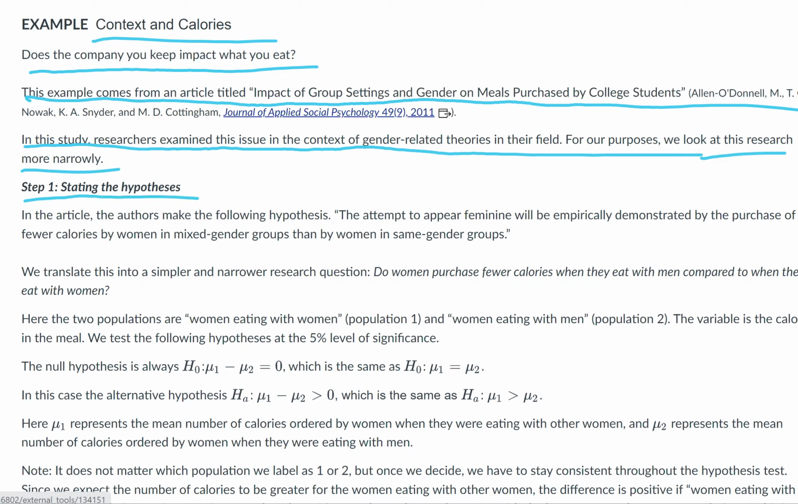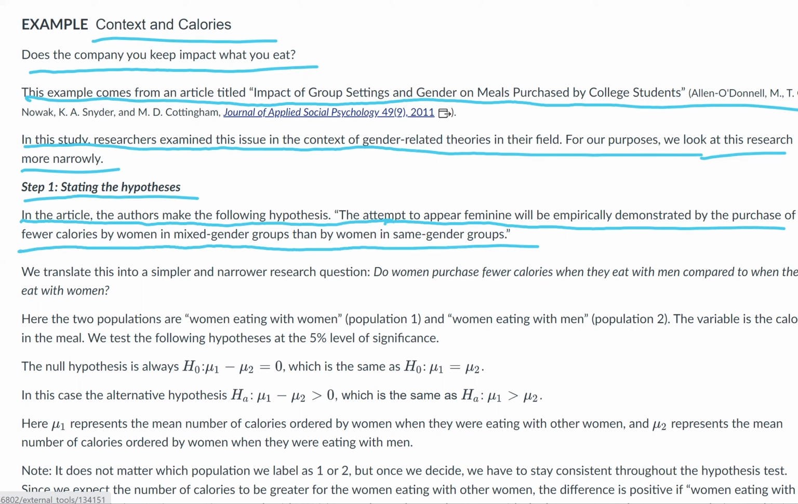Step 1 will state the hypotheses. In the article, the authors make the following hypothesis. Quote, the attempt to appear feminine will be empirically demonstrated by the purchase of fewer calories by women in mixed gender groups than by women in same gender groups, unquote. We translate this into a simpler and narrower research question. Do women purchase fewer calories when they eat with men compared to when they eat with just women?